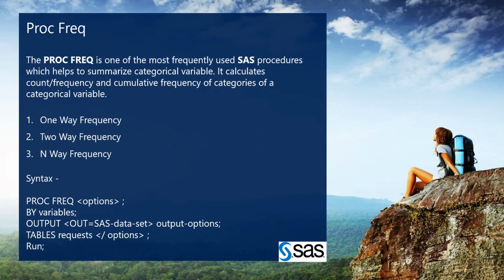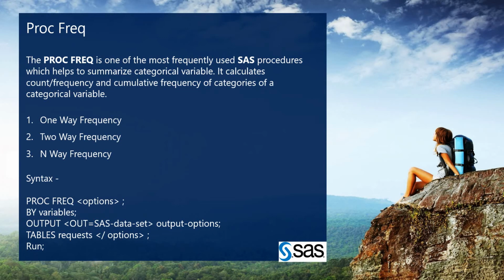Proc frequency is one of the most frequently used SAS procedures, which helps to summarize categorical variables. It calculates the count frequency and cumulative frequency of categorical variables. Basically, if you are looking for the frequency or the cumulative frequency, then we use proc frequency.